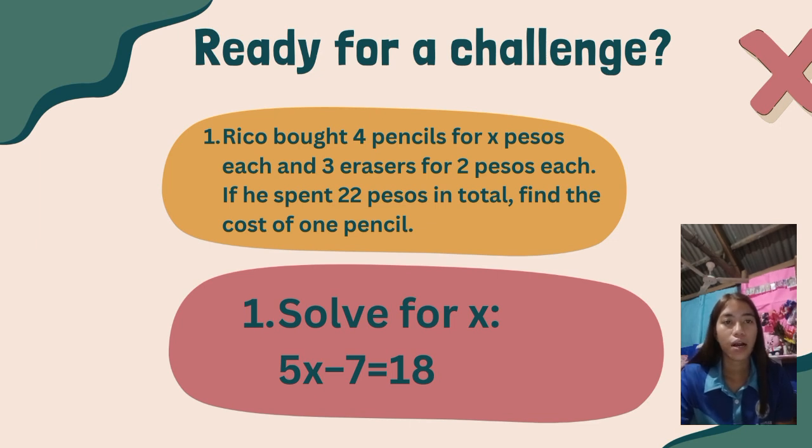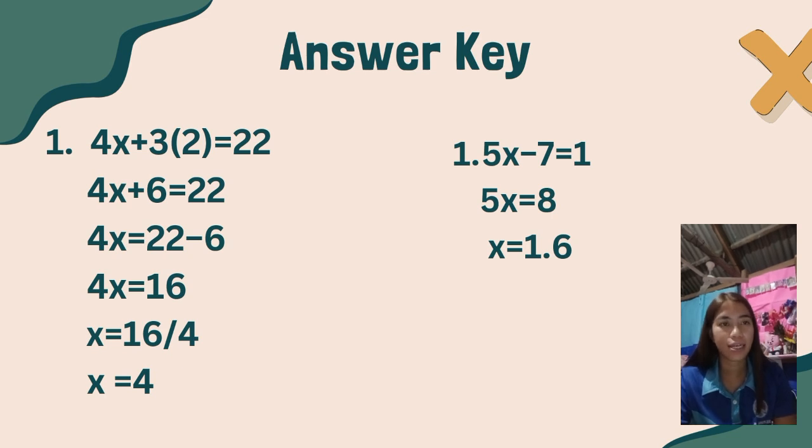Okay, so let's start. Are we done? Right, we're going to answer it. On number 1, Rico bought 4 pencils for X pesos, so we have here 4x plus 3 erasers for 2 pesos, so 3 times 2, equals 22, since he spent 22 pesos. So our algebraic expression will be 4x plus 3 open parenthesis 2 close parenthesis equals 22. We need to simplify it: 4x plus 6, 3 times 2 equals 6, equals 22.